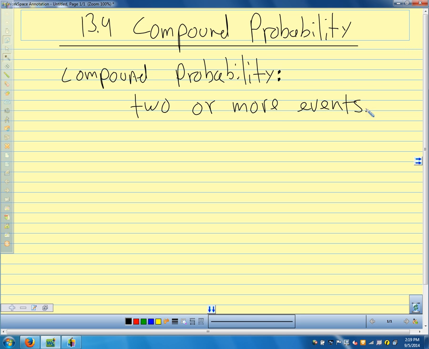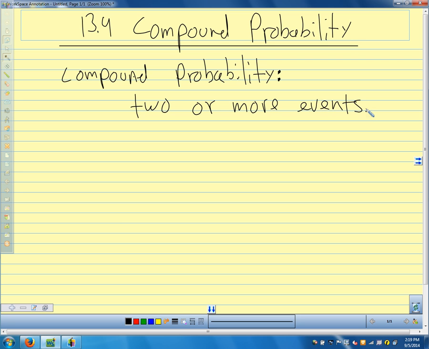So far with probability we've been talking about one event. Probability of rolling a 12. Probability of picking a blue marble. We want to talk about combining events and how we find the probability of those things. So that's our big question: how do we find probability when we have more than one event?